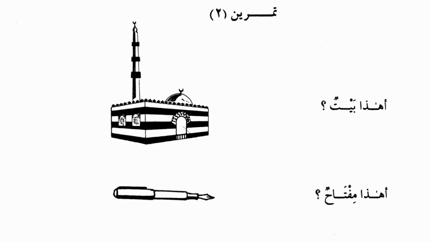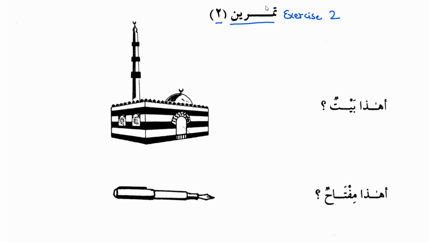In the previous session, we started with exercise 1 and today we'll continue with exercise 2. So let's begin. Bismillah. So here it is written Tamreen, okay? Tamreen means exercise. And here it is written 2 in Arabic. So this is exercise 2, okay?